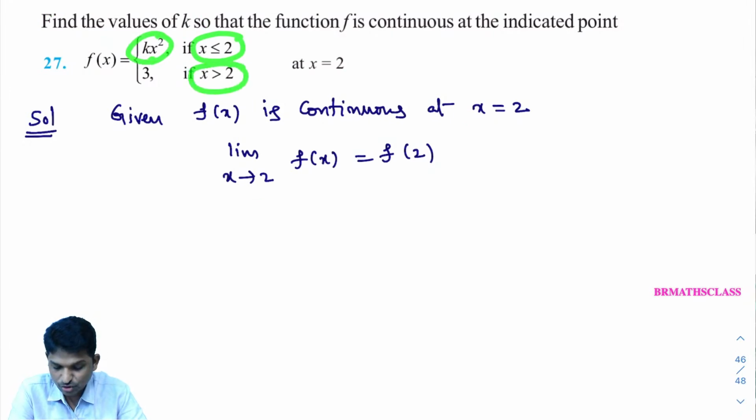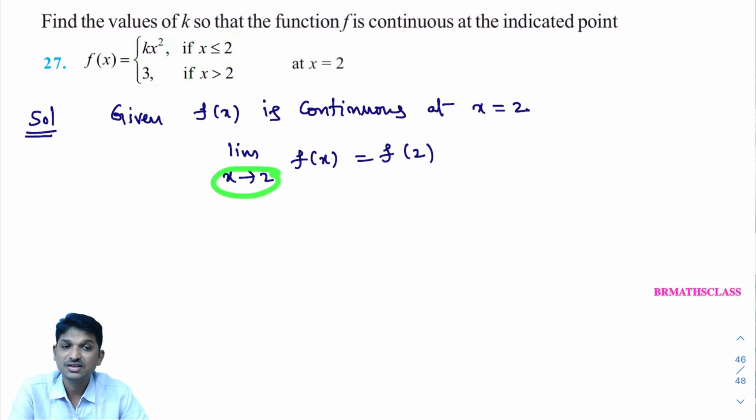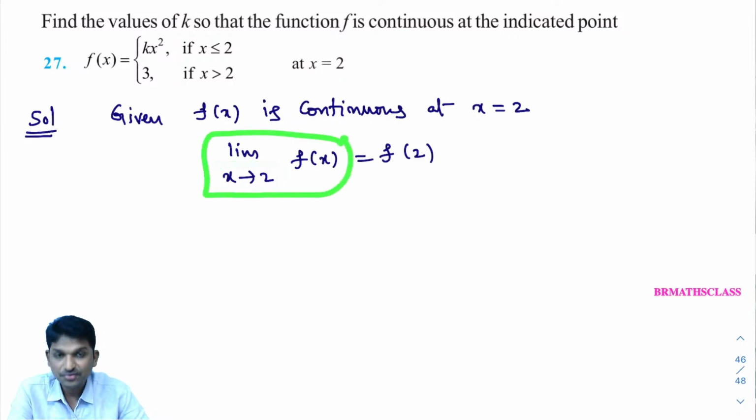When x is greater than 2, we need to choose the second function. Here, x approaches 2 means, what are the x values? There is a chance that x values are less than 2, and there is a chance that x values are greater than 2. x approaches 2 means all x values are slightly less than 2 or slightly greater than 2 but not 2. So to calculate this, we need to calculate the left hand limit and the right hand limit.